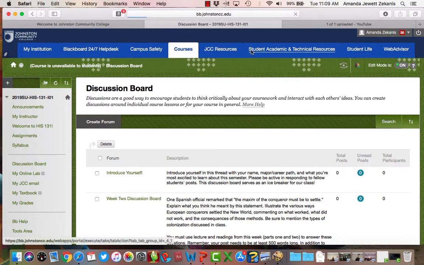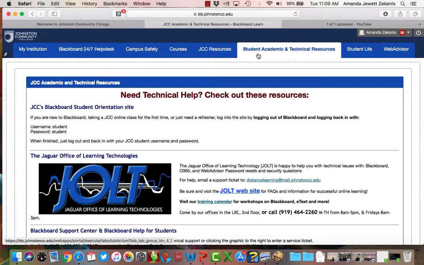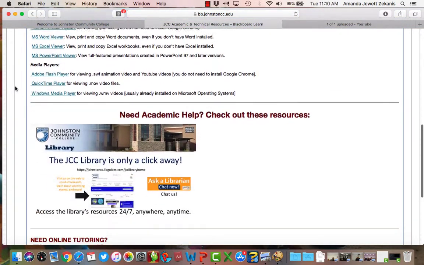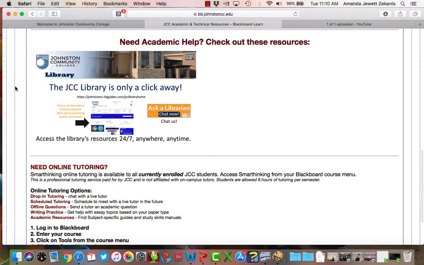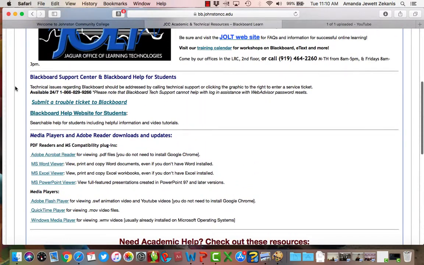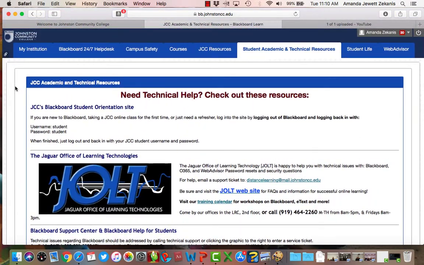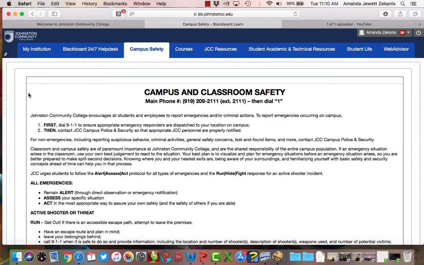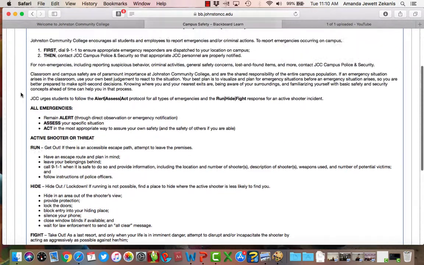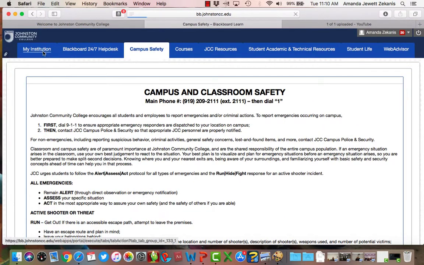A couple things you want to check out. If you go to the Student Academic and Technical Resources tab at the top of Blackboard, here's the information for JOLT. Here's the information for the Academic Skills Center and tutoring and help. Really great resources. If you need help, of course, talk to me first if you're struggling in the class, and then if we feel like maybe the Academic Skills Center is a good place for you, we'll head on over there. Campus safety. This tab tells us what to do in case of an emergency. Okay, so it's important that you review that as well.